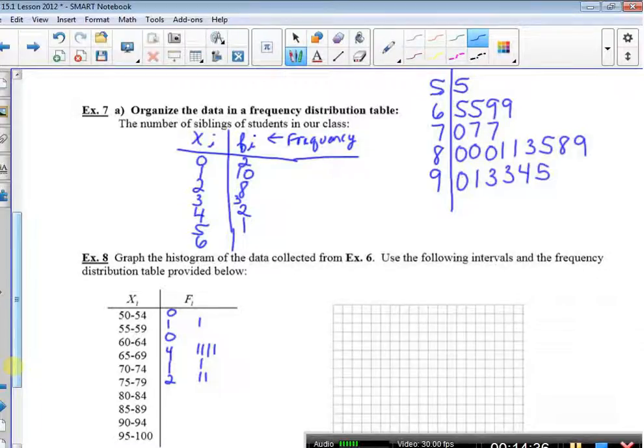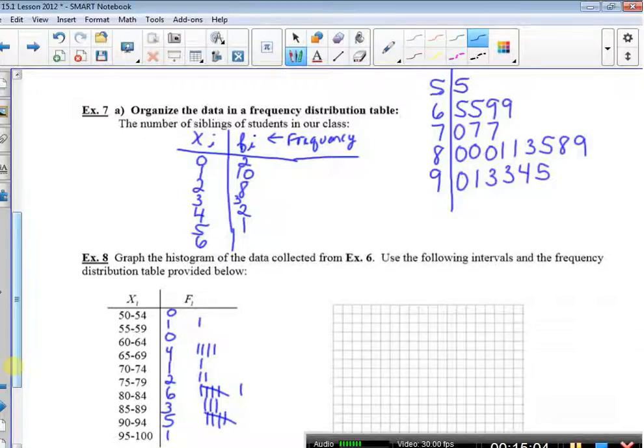80 to 84, there's 1, 2, 3, 4, 5, 6. Let me double check that. 1, 2, 3, 4, 5, 6. And then 85 to 89, there's 3. 90 to 94, 1, 2, 3, 4, 5. And then there was one at 95 to 100.